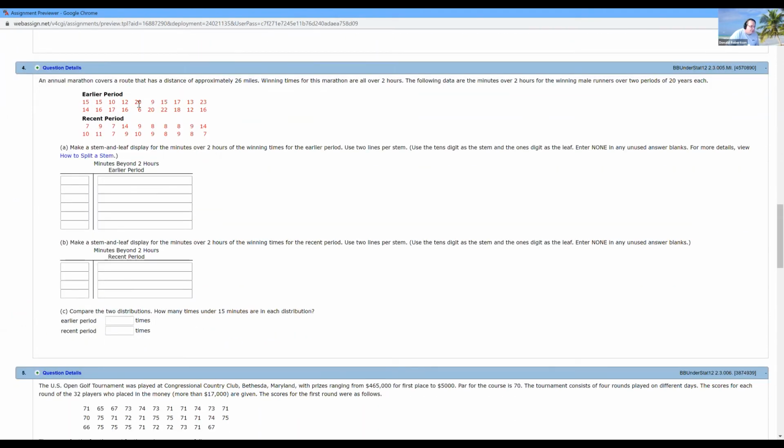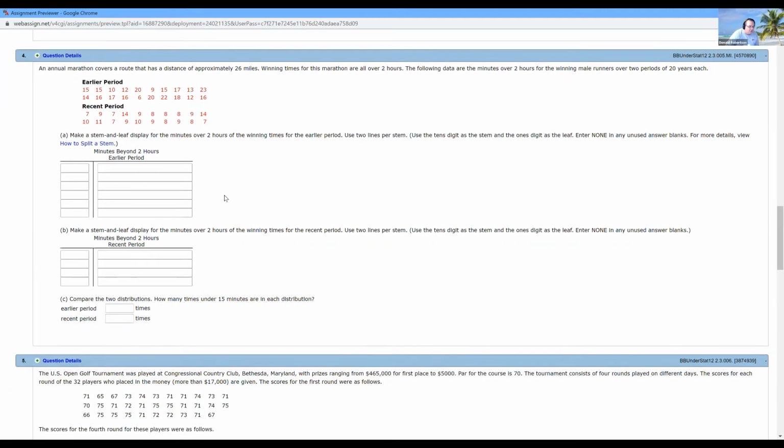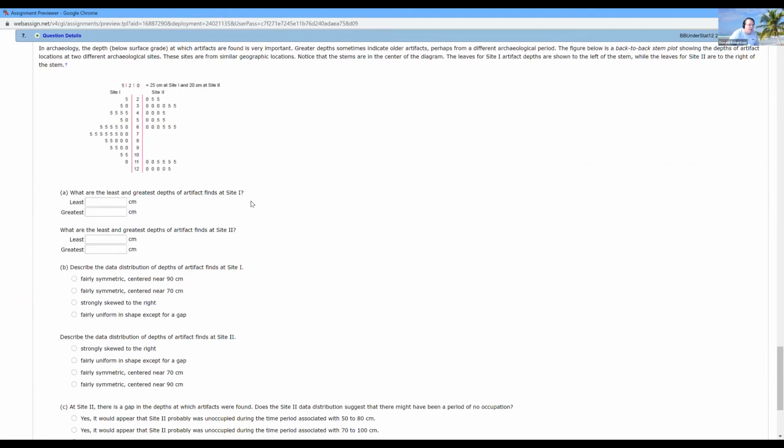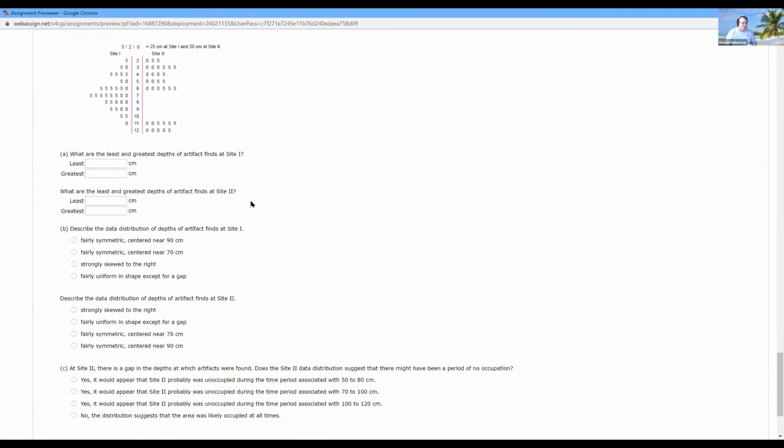This one is not actually a back-to-back. I guess it was too difficult for the computer to do it. But can you imagine making two different stem and leaves? And that's what's going to go in here. And here's another two different stem and leaves. And here's a stem and leaf. And here's one that's already made for me. And it's a back-to-back.